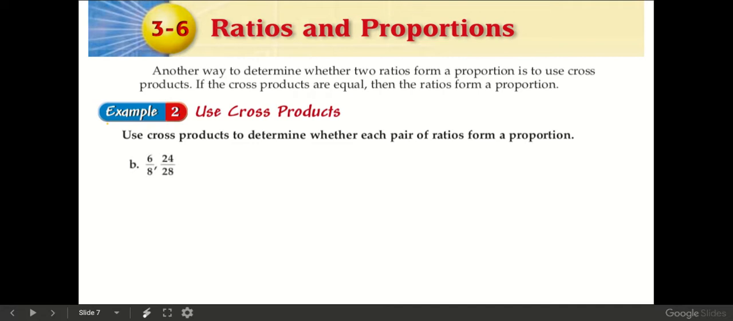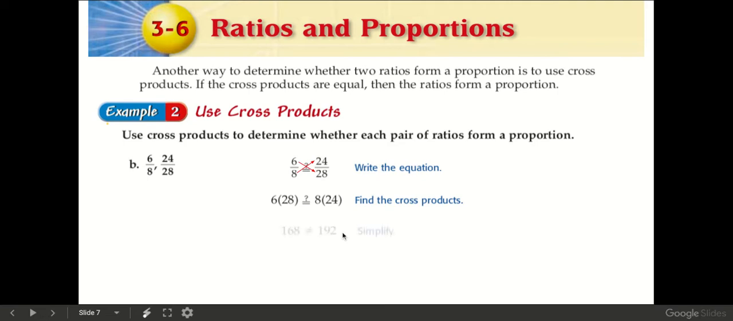All right, so let's look at another problem. I have 6 over 8 and 24 over 28. So let's determine if these two ratios, these two fractions, do they form a proportion? So does 6/8 equal 24 over 28? Let's use our cross product. So again, I'm going to do 6 times 28, and I'm going to do 8 times 24. This represents the cross product. So 6 times 28, does it equal 8 times 24?